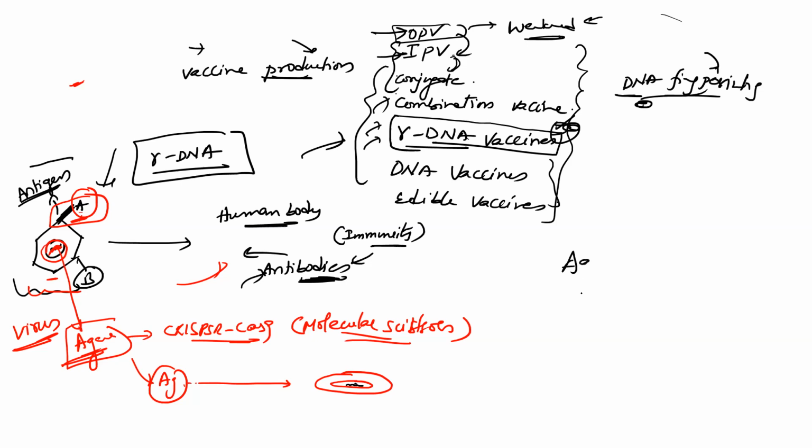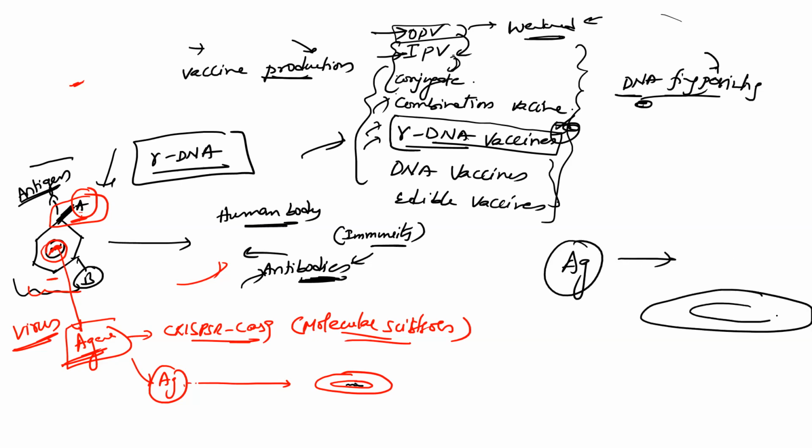I'll draw a big diagram. This AG is inserted in this yeast nucleus. It has DNA or RNA, whatever. Here AG is inserted. This is the yeast cell. This is some virus, and it is inserted into some yeast cell. When this AG is there, what will come up here?